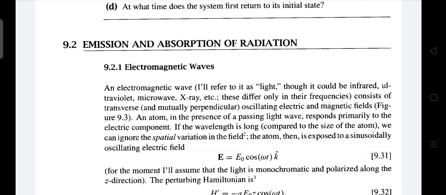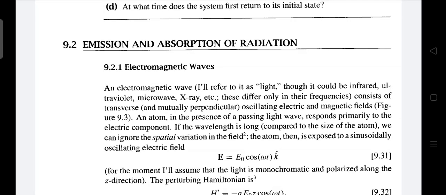An electromagnetic wave has an electric field and a magnetic field. In an electromagnetic wave, the electric field vectors and the magnetic field vectors are mutually perpendicular to each other. Electromagnetic waves are transverse waves. Transverse waves means the vibration of the electric field or magnetic field is perpendicular to the propagation of the wave.